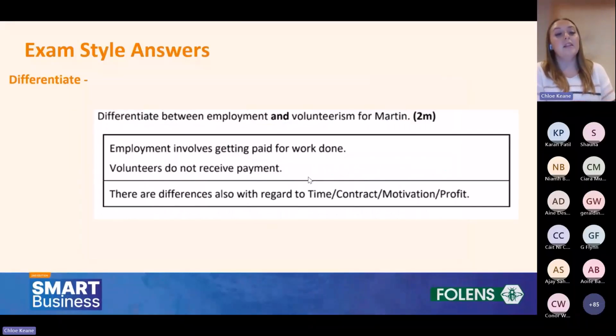This is just an example of differentiate. This is where I was talking about how you can either give two definitions or two things that they do differently. So employment involves getting paid, whereas volunteers do not receive payment. Then they spoke about the marking scheme. This refers to differences in regard to time, contract, motivation. So clearly state them, put them on two separate lines.